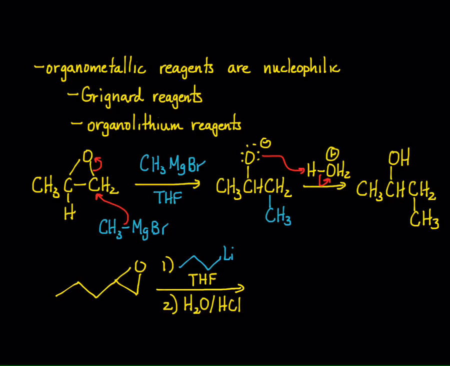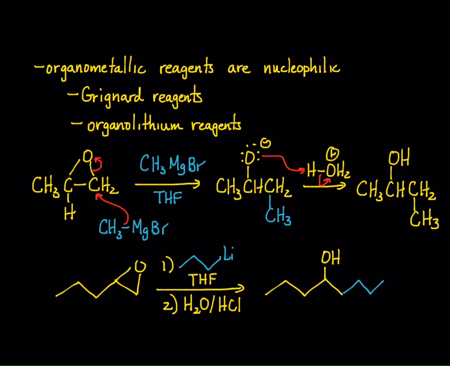The propyl group is going to attack the carbon on the right, because it's least hindered, SN2 substitution, and my product is this, right? So I've added that propyl group to the carbon on the right, and then the carbon on the left forms the alkoxide.